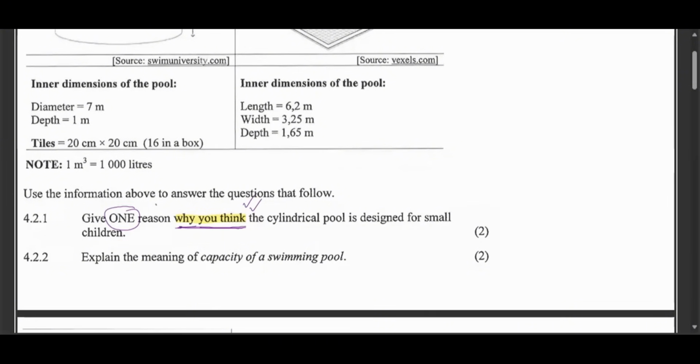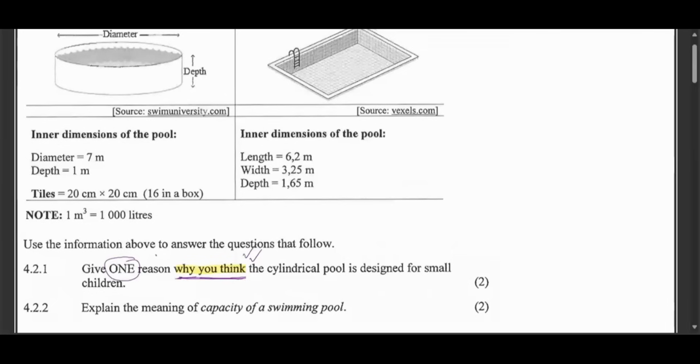Give one reason why the cylindrical pool is designed for small children. In most cases, cylindrical pools are usually flat. Then another thing, when you look at the depth, look at this cylindrical depth here. The depth is 1 meter, yet its depth is 1,6. So this one is shallow, compared to this one. This one's deeper. You understand?